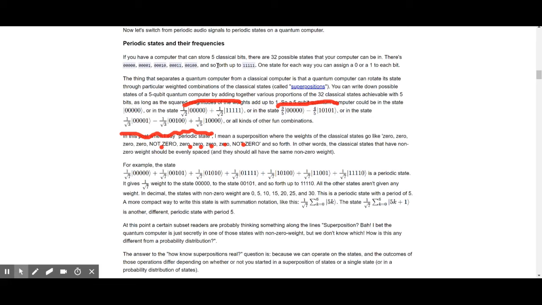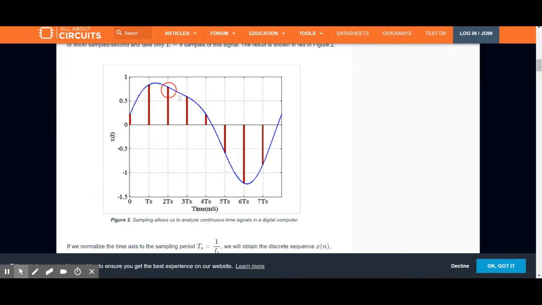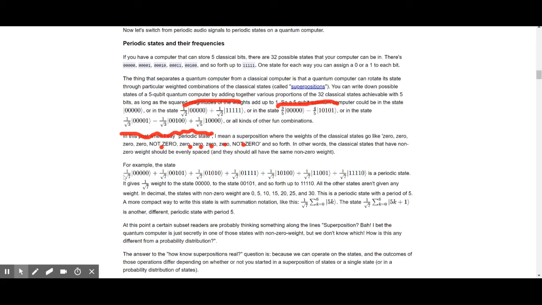Okay, the same. So wait a second, I'm not completely right. I thought that this was the value you were encoding, but that would not make sense. Okay, so here we've got an example. If you've got the state 0, the state 5, or here 0, 5, 10, 15, 20, 25, and 30, that is a periodic state. It gives 1 divided by the square root of 7 weight to the states 0, and so on, and all the other ones aren't given any weight. So you see there's a difference of 5 in between. In decimal, it's a periodic state with period 5. A more compact way to write the state is with summation notation, but we don't care about this right now.